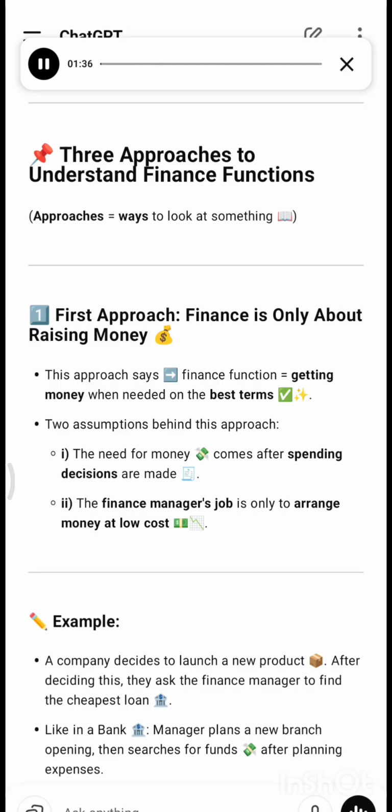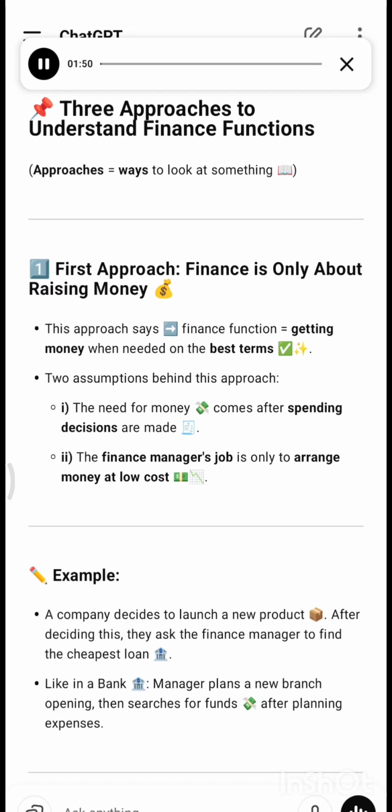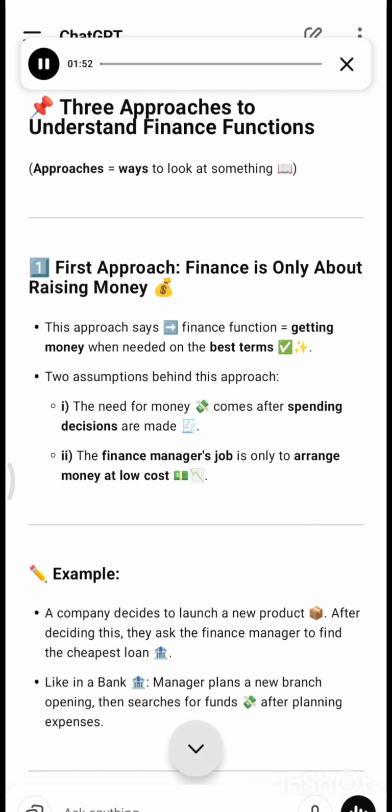2 assumptions behind this approach. The need for money comes after spending decisions are made. The finance manager's job is only to arrange money at low cost. Example, a company decides to launch a new product. After deciding this, they ask the finance manager to find the cheapest loan. Like in a bank, manager plans a new branch opening, then searches for funds after planning expenses.